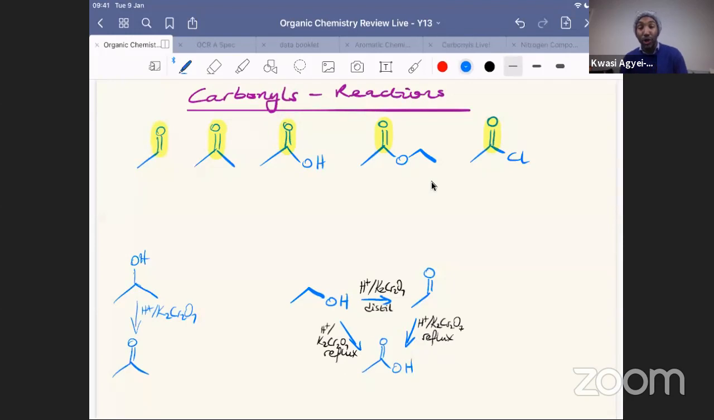Now, I haven't shown water in my reaction scheme. When you do write a balanced equation, you should consider the fact that water is formed. So only 1 mole of water is formed when you oxidize your alcohol all the way to the carboxylic acid. Okay, so do write a balanced equation just to show that you do understand what's going on. Okay, so we've got different compounds shown on the screen.